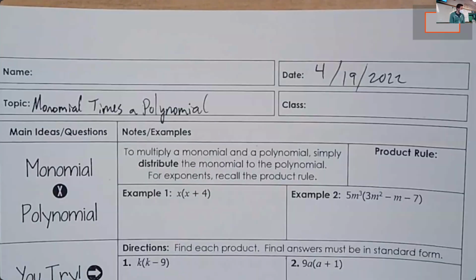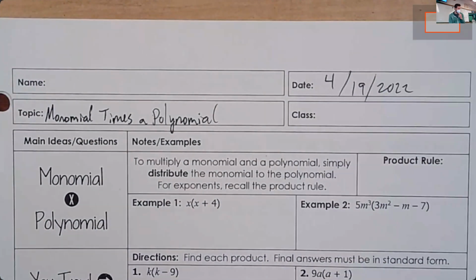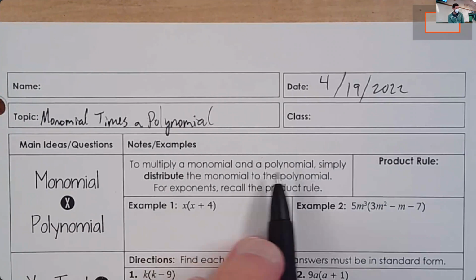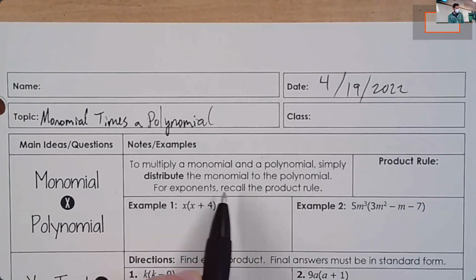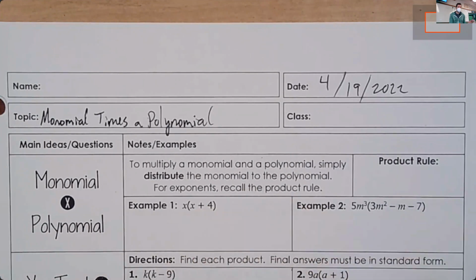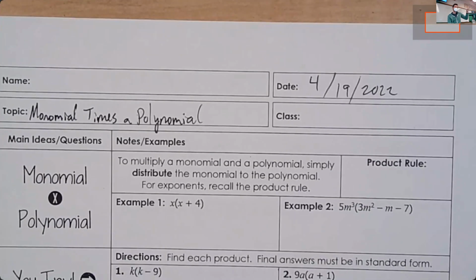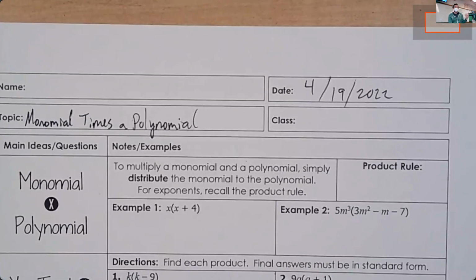So here we go. Multiplying a monomial times a polynomial. It says to multiply a monomial and a polynomial, simply distribute the monomial to the polynomial. For exponents, recall the product rule. So the two skills that we're using today are the distributive property and the product rule. And those are two things that we've used quite a bit.